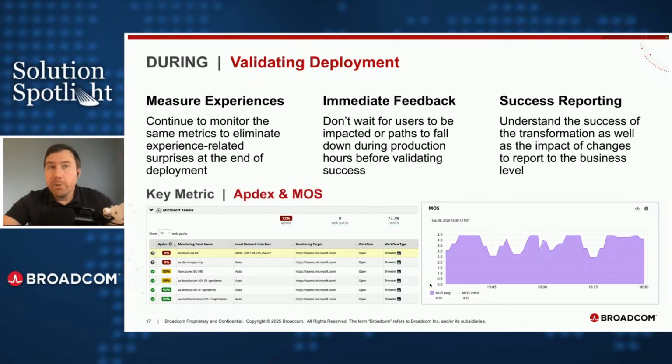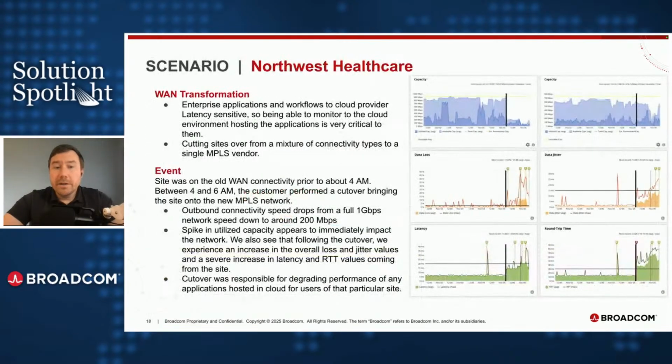Key metrics that we want to look at, AppDex and MOS. I've mentioned both of these before. AppDex for applications, so looking specifically at which applications are generally still performing well. In this case, just again, showing Teams. It's one of the more latency sensitive and the ones that more people complain about. And MOS from the network perspective, mean opinion score from the voice metrics, right? Gives you a general idea of how voice traffic would transit a network, right? So one of the scenarios I wanted to bring up here is just a real life scenario.